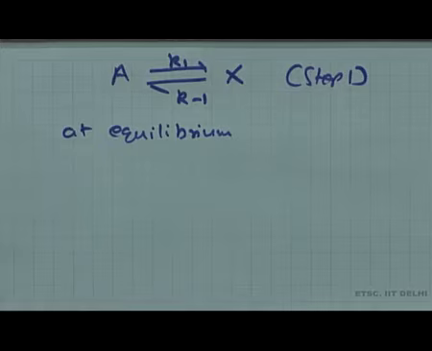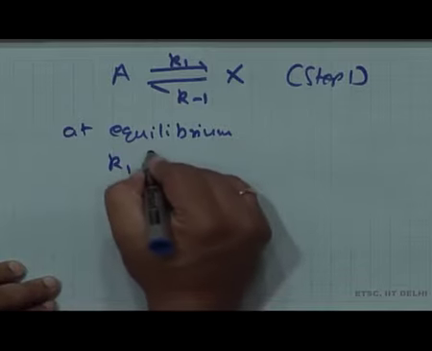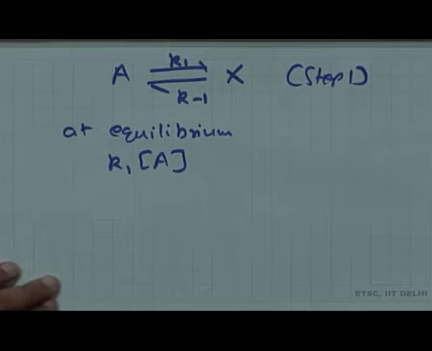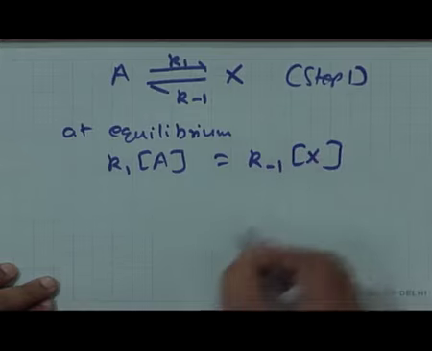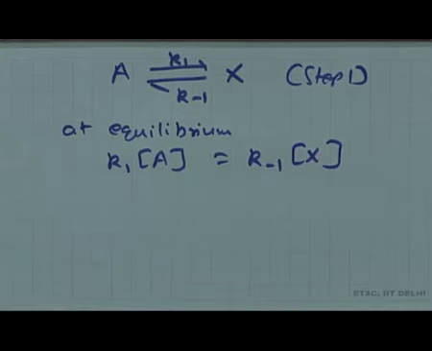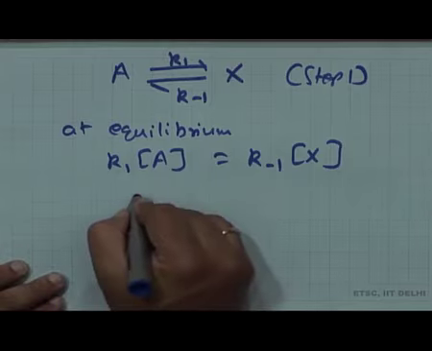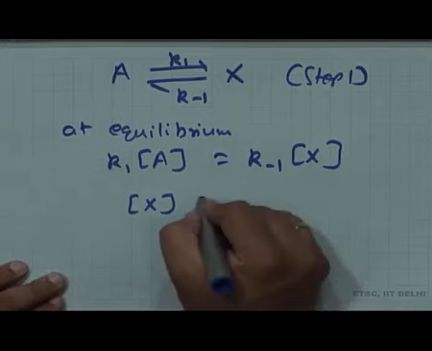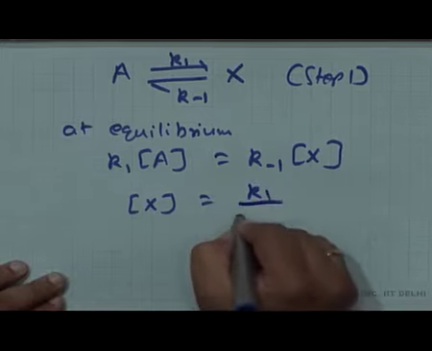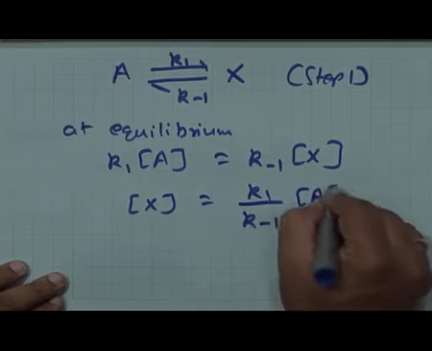At equilibrium, what happens? The rate of the forward reaction is equal to the rate of the backward reaction, isn't it? So what is the rate of the forward reaction? In both directions the rates are elementary in nature, I mean these reactions are elementary. So the rate of the forward reaction is K1 times concentration of A, and the rate of the backward reaction is equal to K minus 1 times concentration of x. And because this is so, you see we immediately have the expression of x, or x written in terms of K1 over K minus 1 into concentration of A.